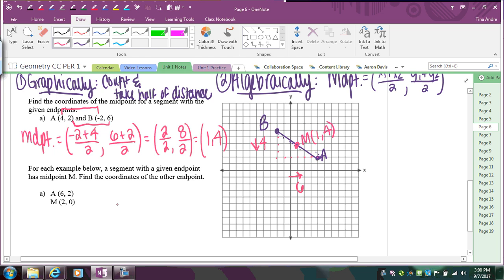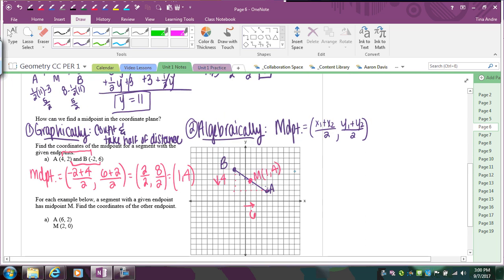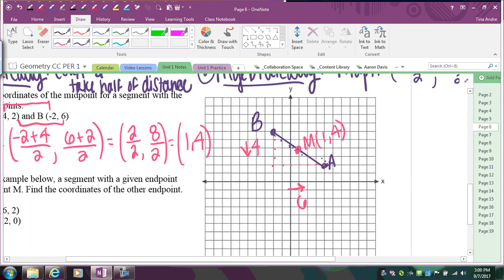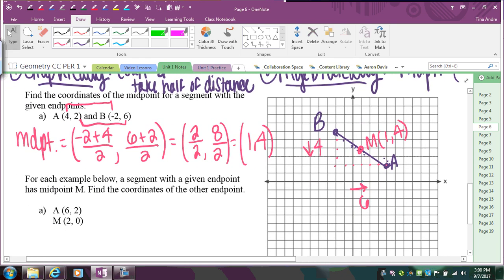The other scenario is what happens when they give you the midpoint and they give you one of the endpoints and they want you to find the next endpoint. So for this one, I'm going to start by graphing. So I have 6, 2. So 1, 2, 3, 4, 5, 6, up 2. So that's going to be A. And then 2, 0 is my M.